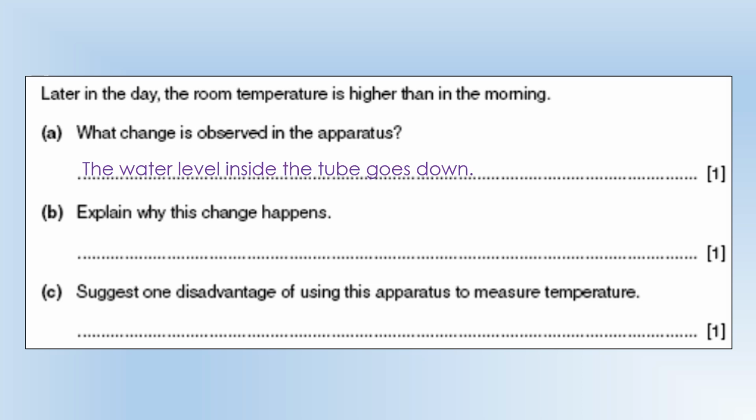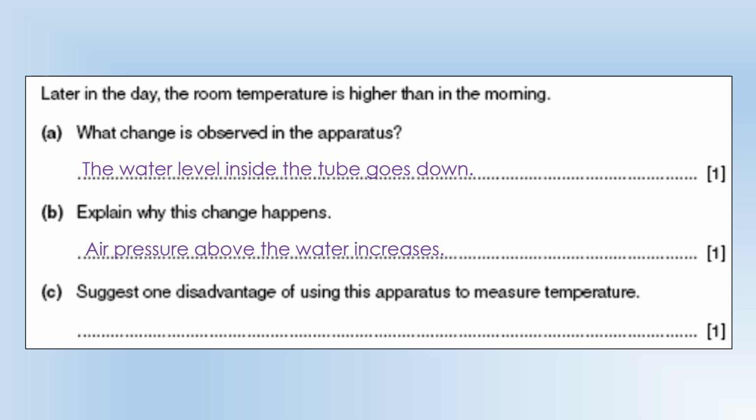Well, the water level inside the tube is going to go down, because what's going to happen is the air that's trapped is going to expand because its temperature has increased, which increases pressure, and that would force the liquid down in the tube.